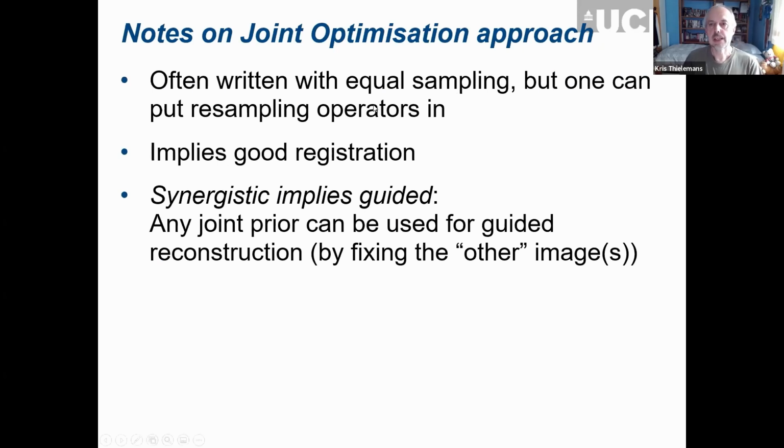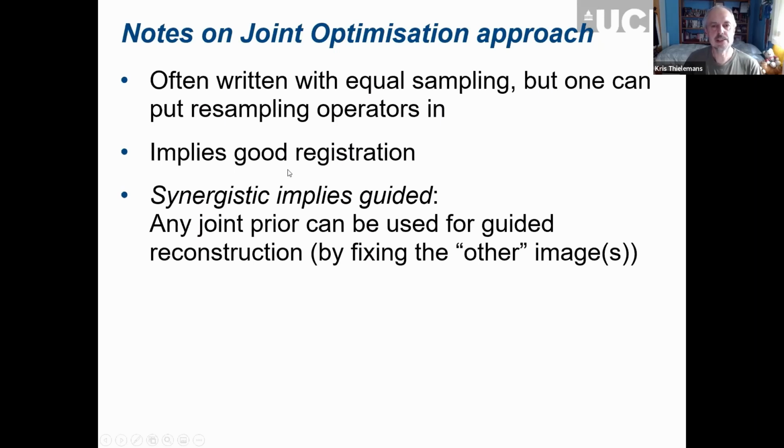We discussed the equal sampling and so on, but you can put resampling in and then just write your objective function in terms of resampled functions. It's doable and actually can be implemented in SIRF together with CIL.